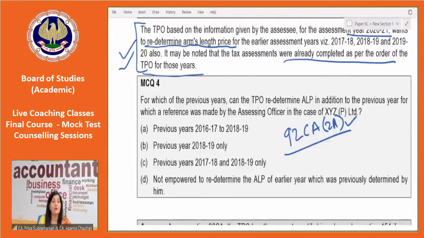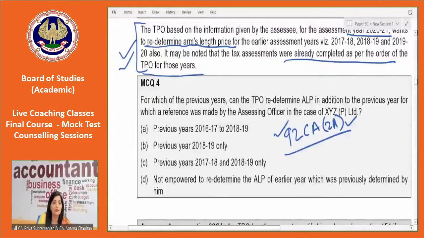Here, what does the TPO want to do? The TPO wants to redetermine. Can he do that? Because 154 simply says rectification of mistakes apparent from record. But here, he wants to redetermine the ALP, and that power is not available with the TPO. So Section 92CA has to be referred to for this purpose.